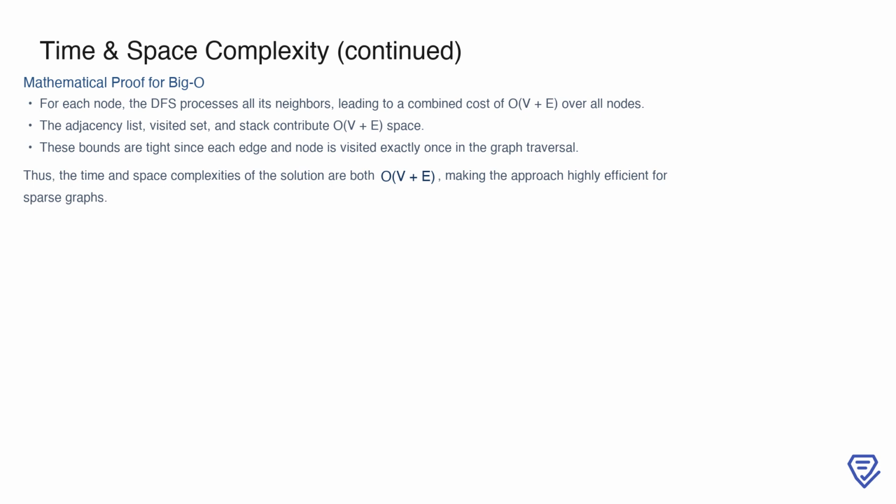Similarly, the adjacency list, the visited set, and the stack used for DFS all contribute O(V + E) to the space complexity. These bounds are tight because every edge and node is visited exactly once in the traversal, ensuring no redundant work. Consequently, both the time and space complexities of this solution are O(V + E), making it highly efficient, particularly for sparse graphs where the number of edges is significantly smaller than the square of the number of nodes.